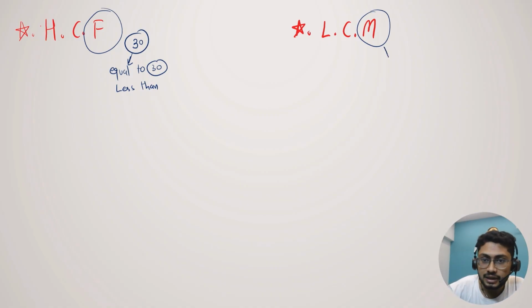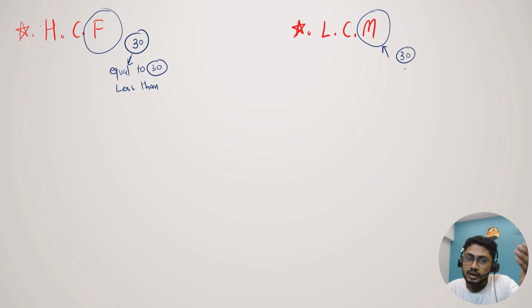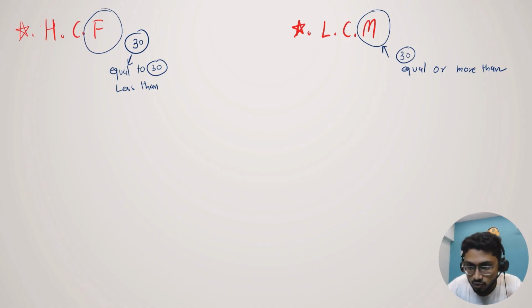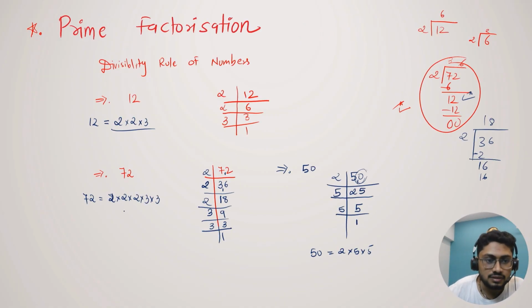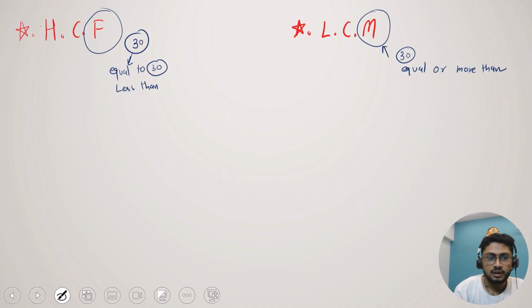Whereas the multiple, in lowest common multiple, a multiple of 30 is equal to or more than 30, yes or no? When we are considering HCF, lots of students make mistakes over here. Understand this very clearly. HCF: F means factor. And when we are considering a factor, it is equal to or less than the number. And what is a multiple? Multiple means multiplication, and it is more than or equal to.